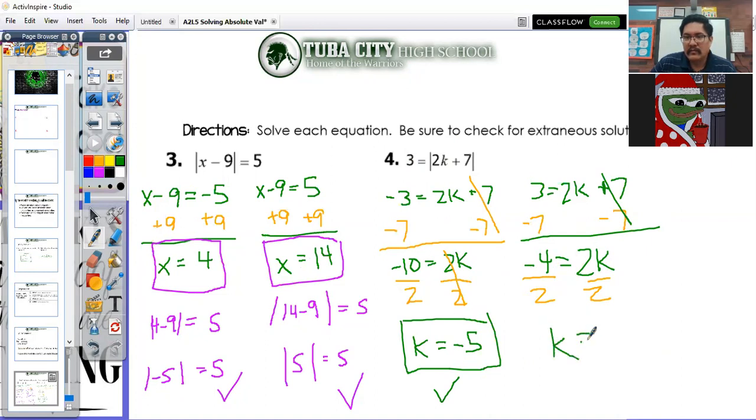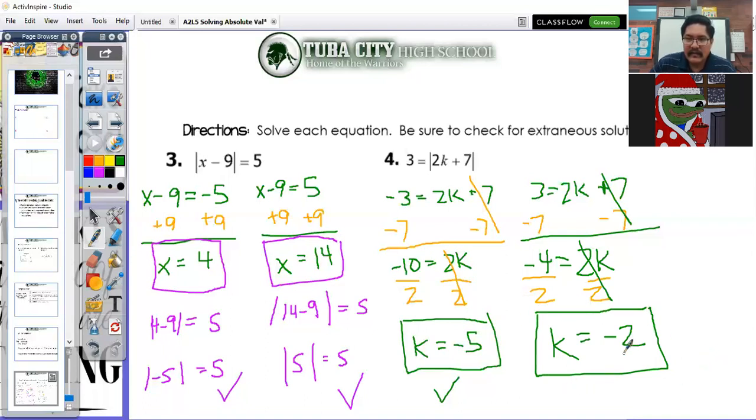K equals, this 2 is canceled out. So now k is by itself. And again, I'm going to switch the sides so that the k is first. Negative 4 over 2, so negative 4 divided by 2 is negative 2.